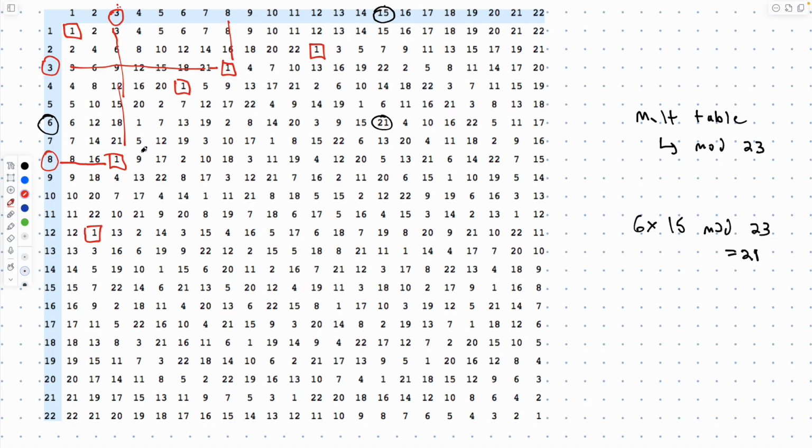What's the name of this table? I just call it multiplication table. That's it. Yeah, there's no special name. The only difference is it's mod p. That's the only thing.